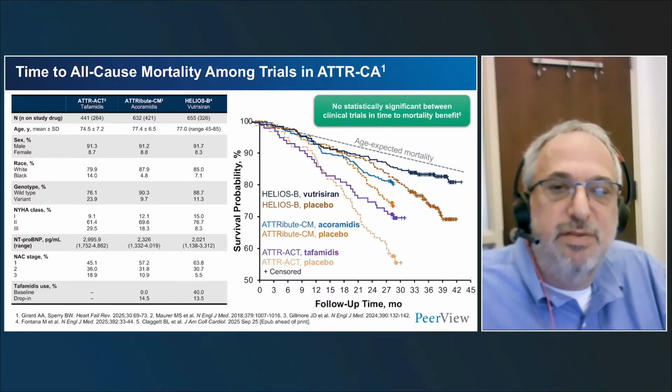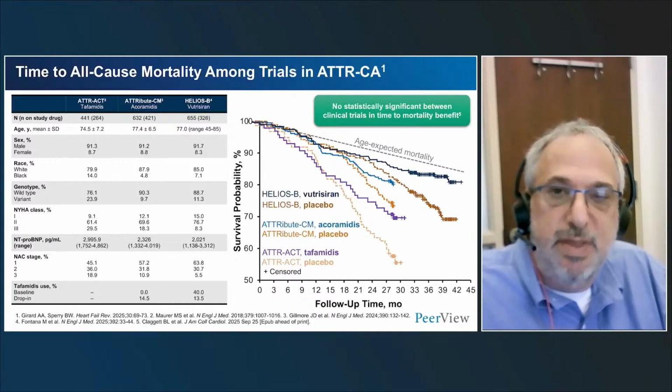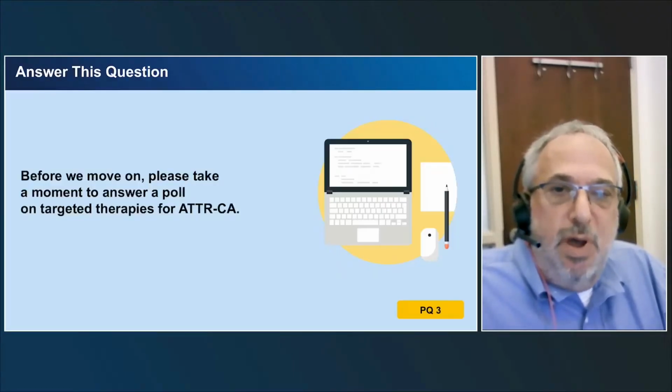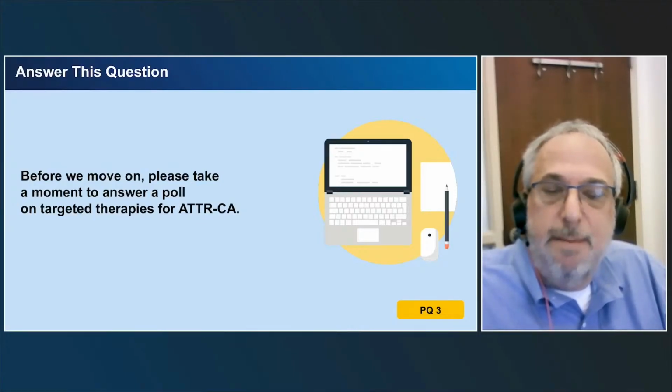And that's reflected, as you can see, in the NAC stage, in which NAC stage 3 has also gone down quite a bit. Same for NAC stage 2 and an increase in NAC stage 1 patients. So before we move on, please take a moment to answer the poll on targeted therapies for ATTR-CA.